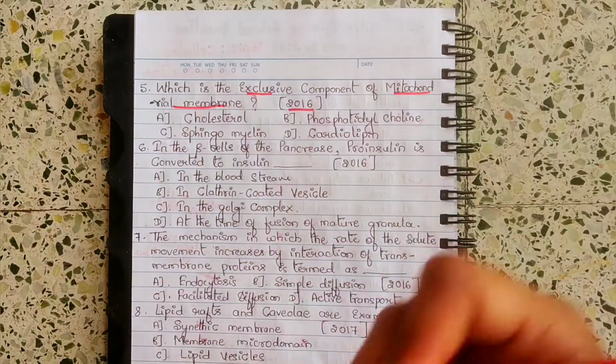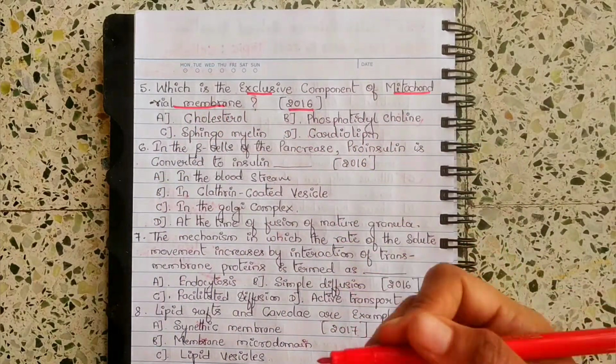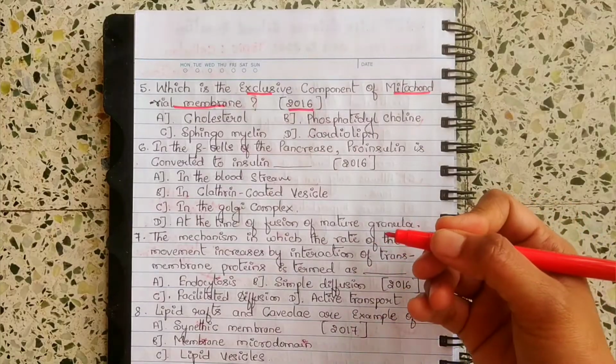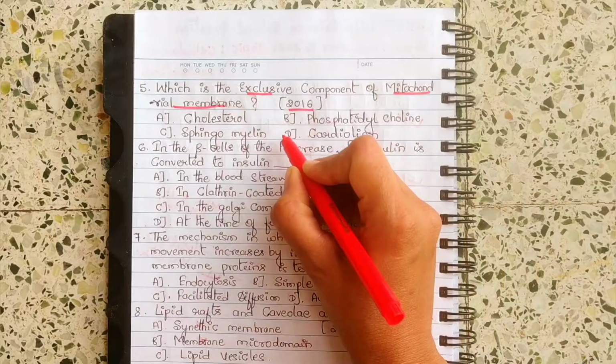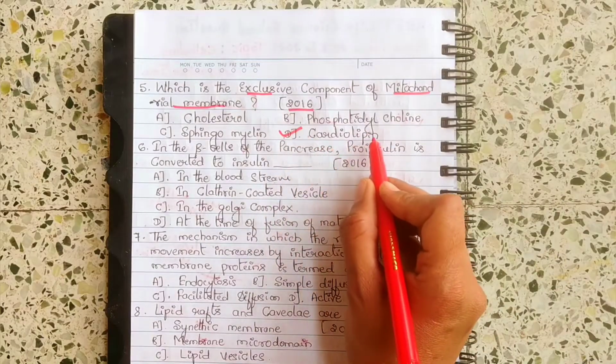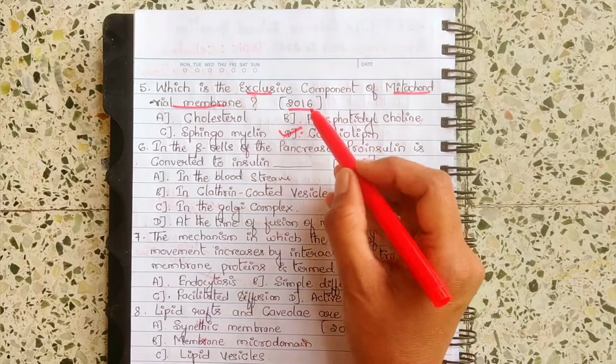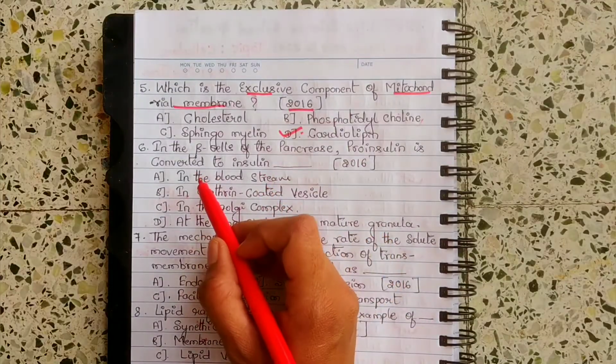So for that you should know the topic here. There is no logic here. You should go to the components of the mitochondrial membrane. The correct answer is option D. This is the component, that is cardiolipin, which was asked in the year 2016. Now let us move on to the next one.